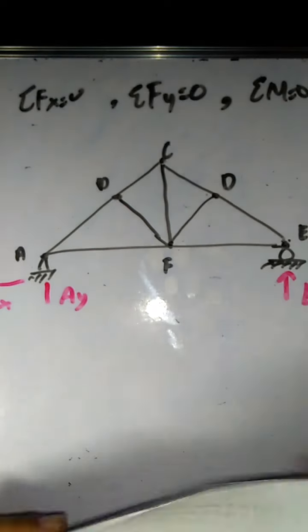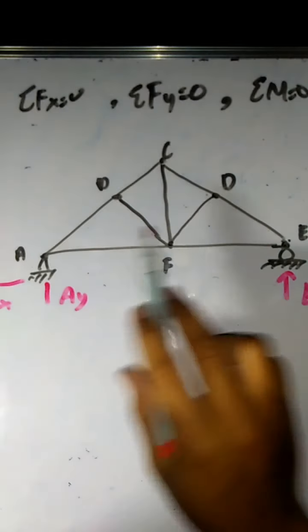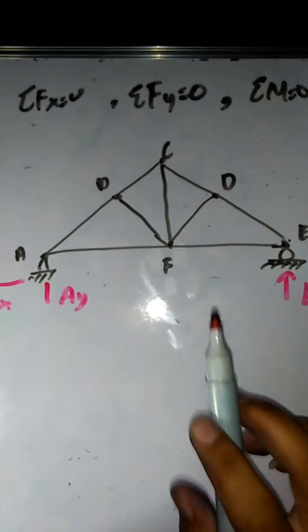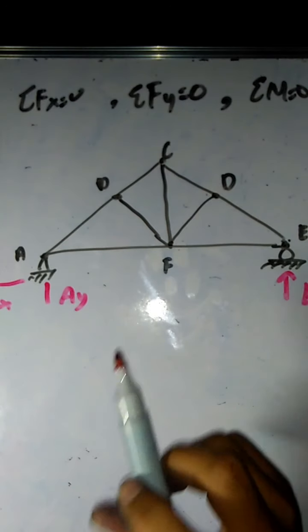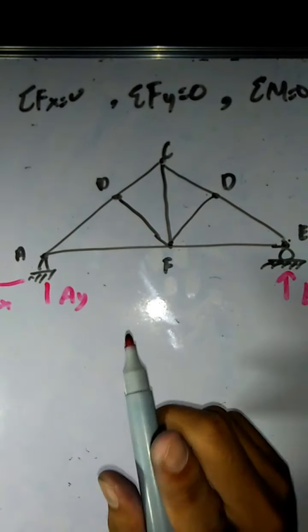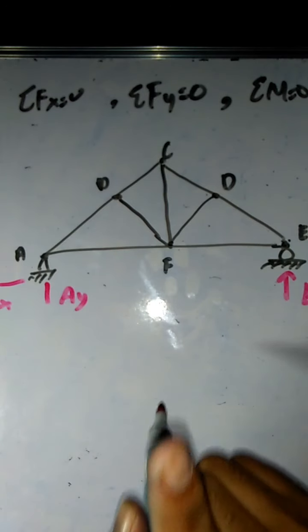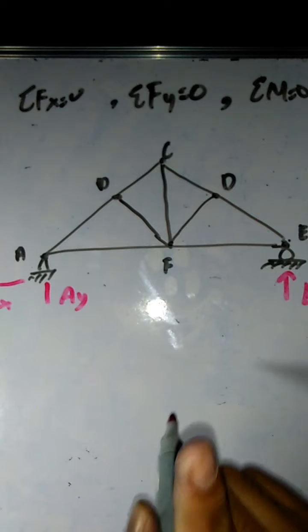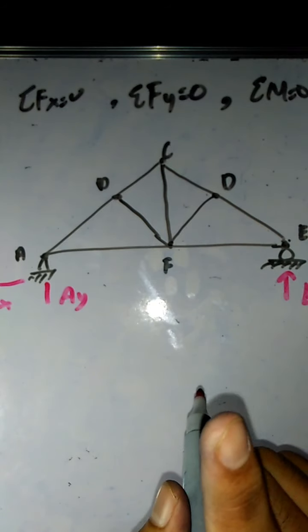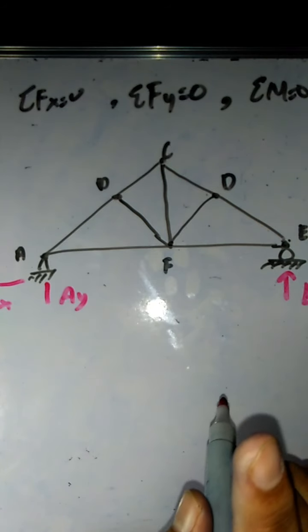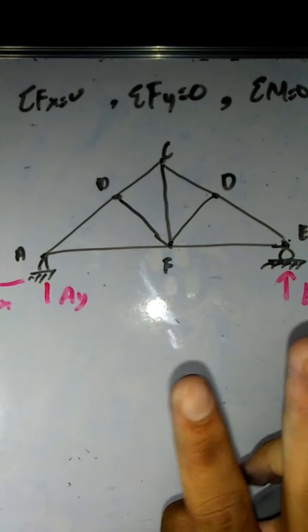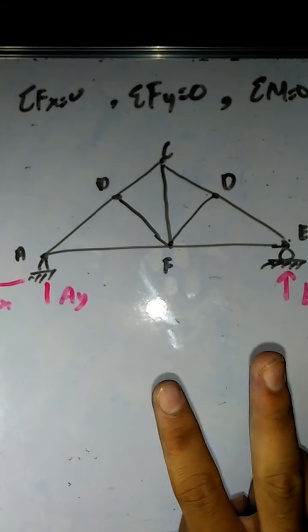So sa second statement, we begin the analysis with any joint. Meaning to say, magsisimula yung analysis natin sa kahit saang joint dyan where at least one known load. Meaning to say, magsisimula yung analysis natin sa isang joint na kung saan may at least isang known or at least may isang given na load. At saka, dapat yung unknown ay hindi lalagpas ng dalawa, okay? Yung unknown forces ay hindi lalagpas ng dalawa.